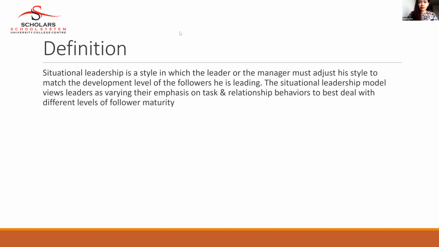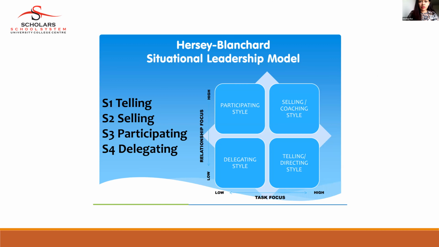So situational leaders are those who readjust their leadership style based on what is going to be effective for their subordinates, for their employees. The situational leadership model views leaders as varying their emphasis on task and relationship behaviors to best deal with different levels of follower maturity. Hersey and Blanchard came up with a situational leadership model with 4 factors in a matrix system, where S1 to S4 are termed telling, selling, participating, and delegating. Over here, we will be looking more into all of these classifications.